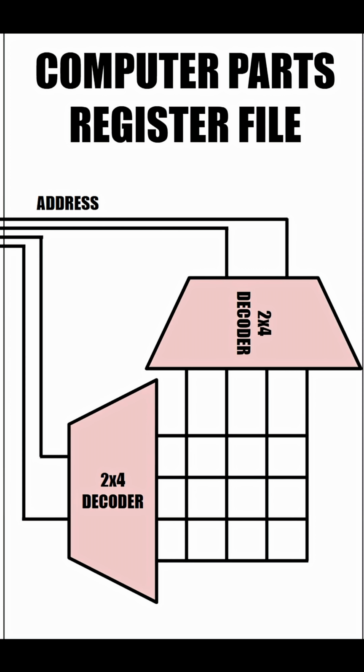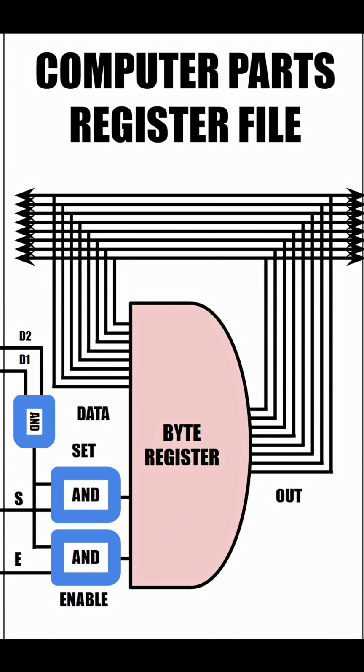Well, as we looked at in our RAM video, the register file uses addresses to choose which register it is going to use. And as we can see with our byte register, it is locked with these D wires until the address is selected. Let's look at it in more detail.